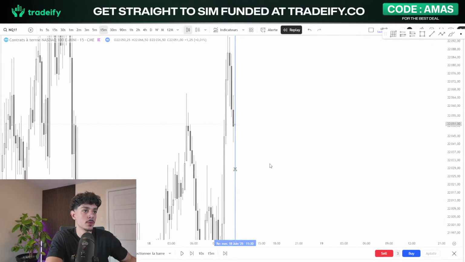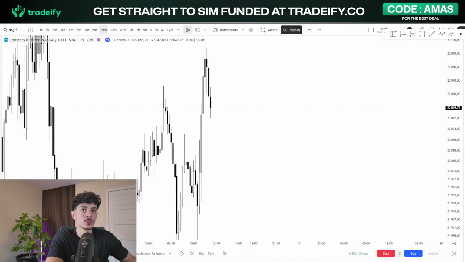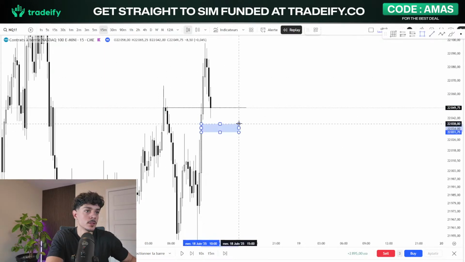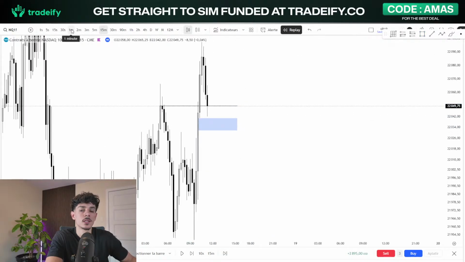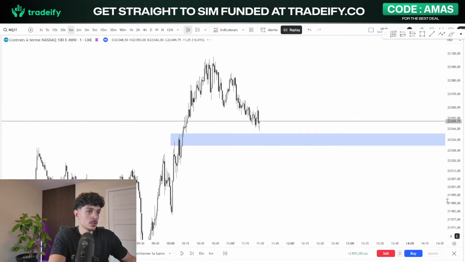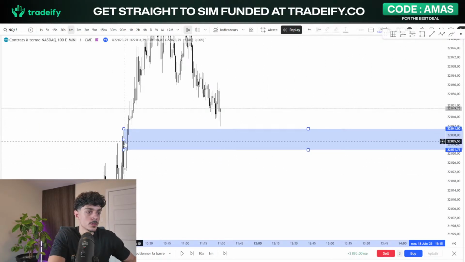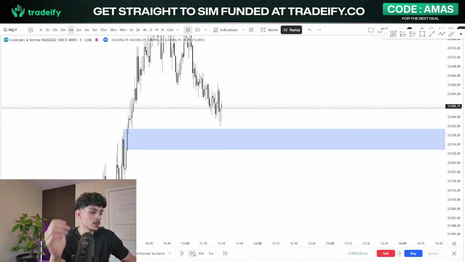There is your fair value gap right there, at a discount of the previous range. Also this order block right there on the higher time frame. This is your fair value gap at discount. So then you scale down to a 1-minute chart. Let's see what price is going to do when we hit this fair value gap here.